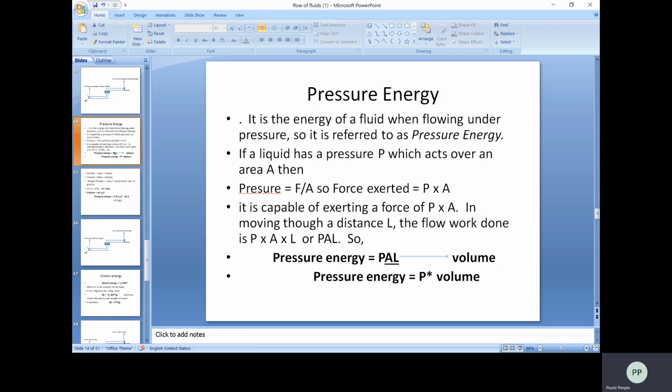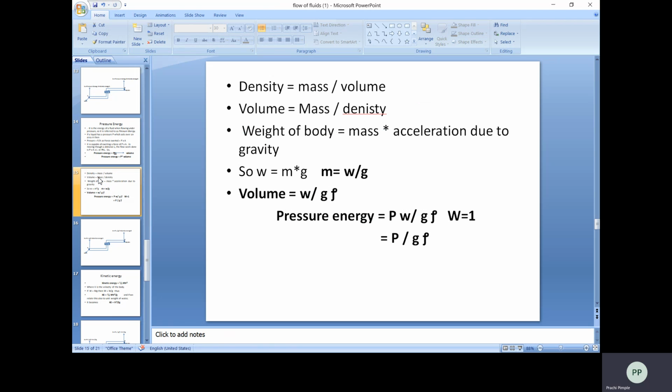Okay, so I will present pressure energy as a product of pressure into area into the length. Now, as I know, area and length give the volume. So I will write pressure energy as a product of pressure into the volume, right? Further, I know that density is equal to mass upon volume, so volume is mass upon density. If I rewrite the term, finally I will get the equation that pressure energy is equal to pressure into weight of the fluid divided by acceleration due to gravity into density, right?